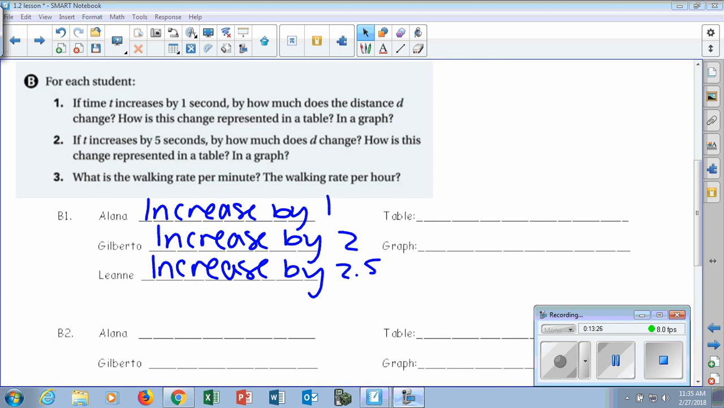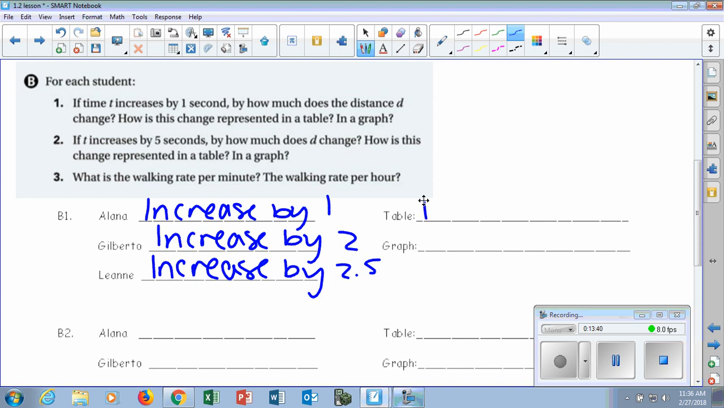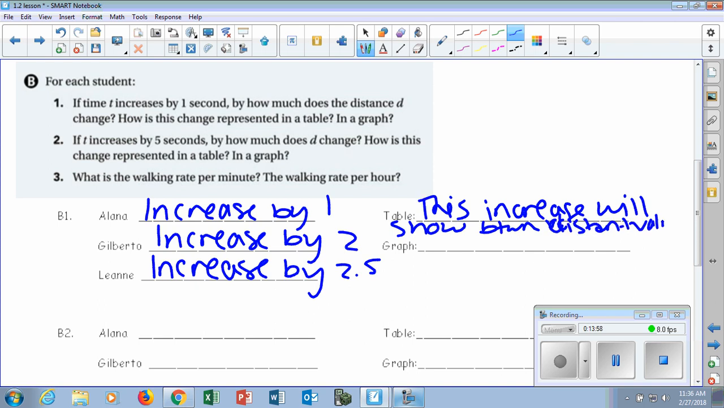So now that we did their increases for Elena, Gilberto, and Leanne, let's look at the tables and the graphs. In this table that we created on the front page is their increase by 1 second. So in that, we can see that this increase will show between distance values. And again, with the graph, the lines will get steeper, like we stated on the front page.